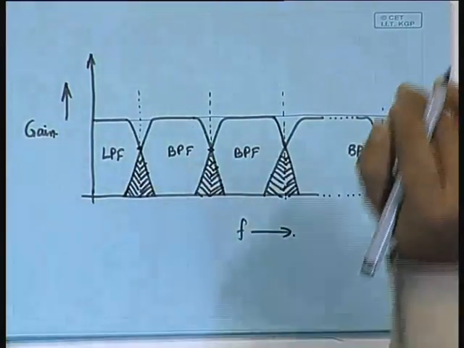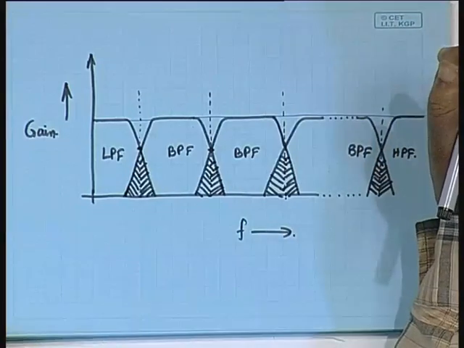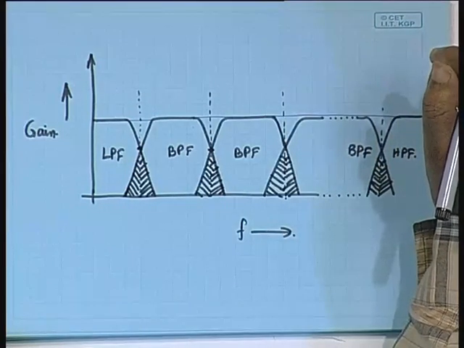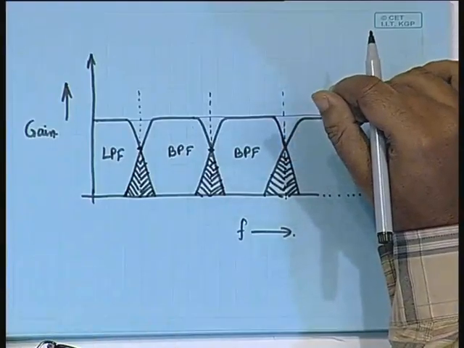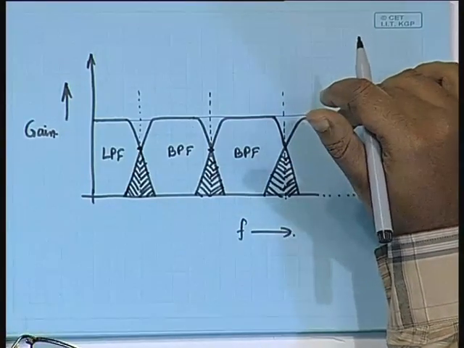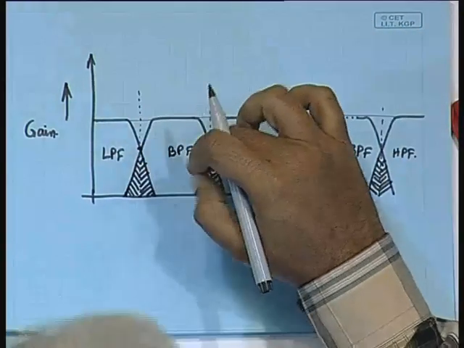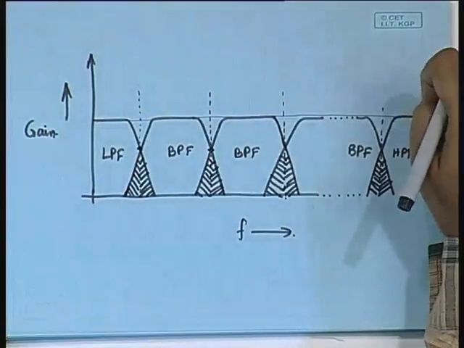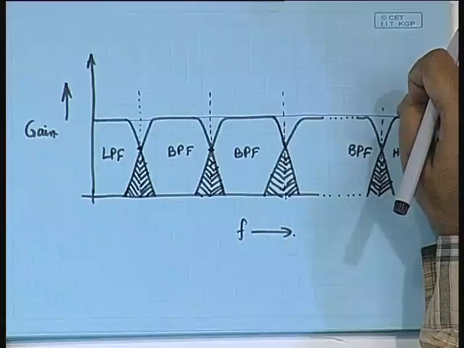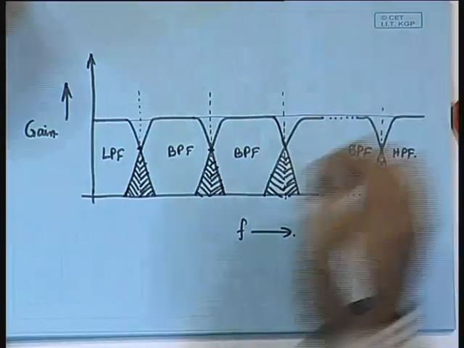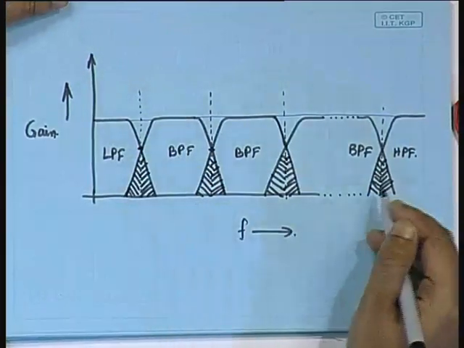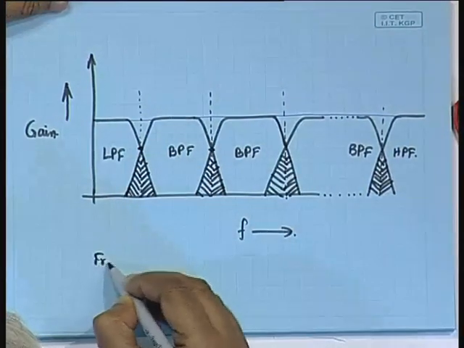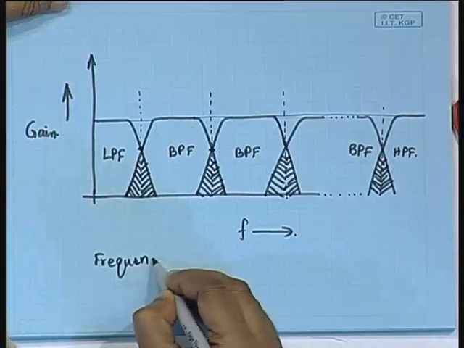Now, in order to get a flat response, what should we do? We should have proper alias cancellation during the synthesis. If we add up and then we have an alias cancellation in the synthesis process, only then can we get a flat frequency response. The alias cancellation that we are doing in this case is a frequency domain alias cancellation.